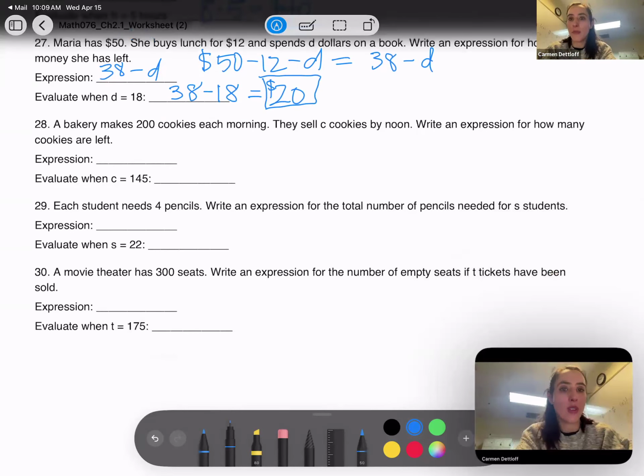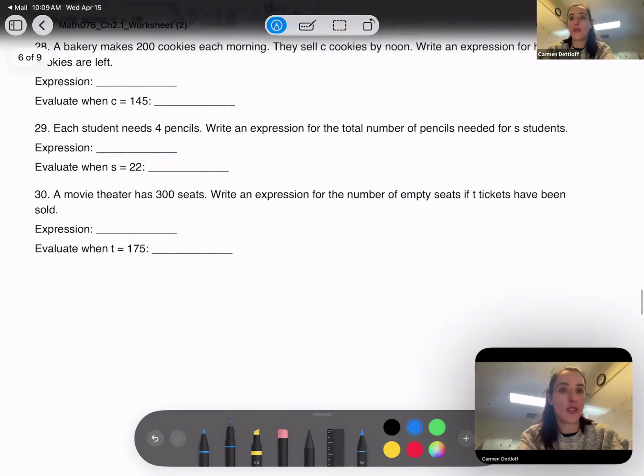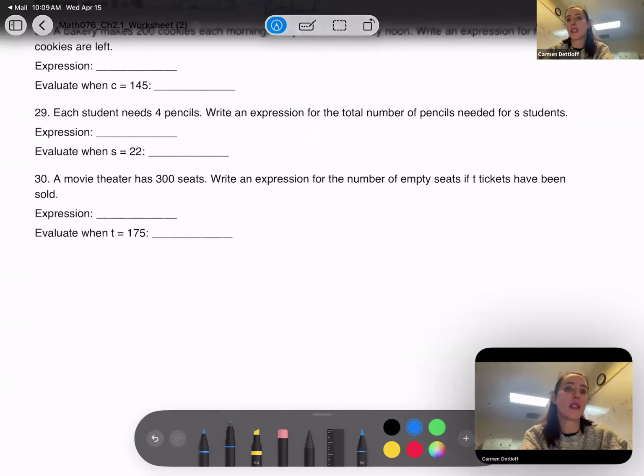Okay, I'm going to leave a few for you to try. Let's try number 30. A movie theater has 300 seats. Write an expression for the number of empty seats if T tickets have been sold. Okay, so is this adding, subtracting, division, or multiplication? I have 300 seats, and we're trying to figure out how many empty seats I have. If I've sold no tickets, I have 300 empty seats. So I'm going to subtract out how many tickets I've sold. So I'm going to have 300 minus T as my expression, and then evaluate when T is 175.